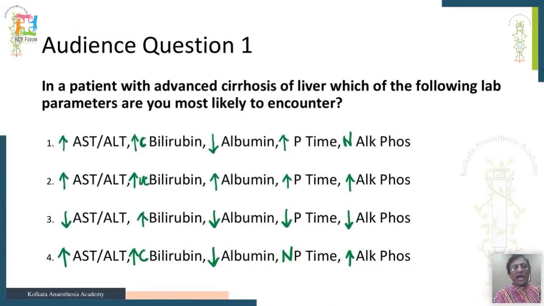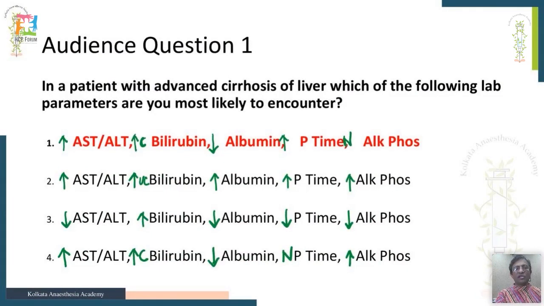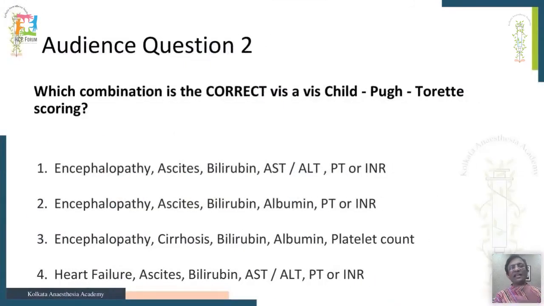This is what we had asked. What is most likely to be encountered in a patient with advanced cirrhosis of the liver? And you will find increased transaminases, increased conjugated bilirubin, decreased albumin, increased PT, and a normal alk phos. So these are the take-home messages as well, from what you heard for the last 1 hour possibly.